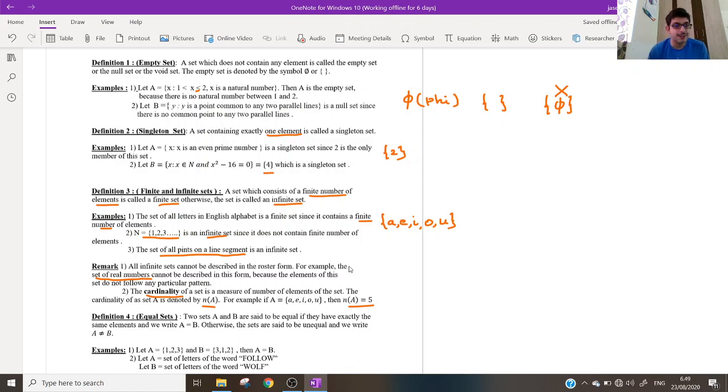Okay, now next is equal sets. Two sets A and B are said to be equal if they have exactly the same elements, and we write it as A equal to B. Otherwise the sets are said to be unequal and we write it as A not equal to B. So here two sets should have the same elements, then only we say that they are equal sets. Otherwise we say that they are not.